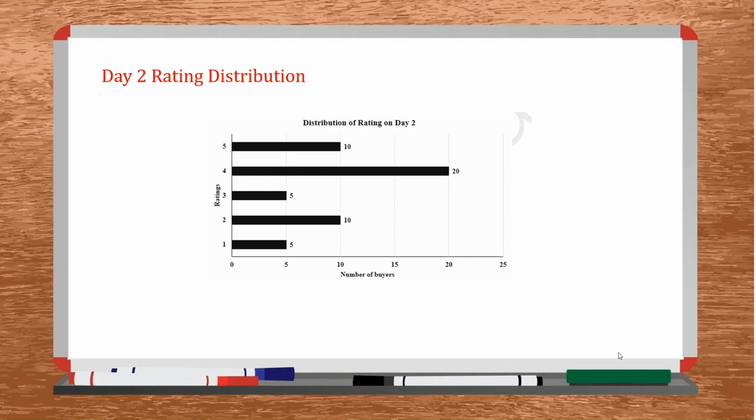So first, we'll be just looking at the rating distribution on day 2. We have 5 buyers who have given the rating 1, 10 buyers given the rating 2, 5 buyers have given the rating 3, 20 buyers have given the rating 4, and 10 buyers have given the rating 5. So if we calculate the mean, we have 5 plus 10 plus 15 plus 80 plus 50 divided by the total number of buyers, that is 50. So we have the mean as 3.4.